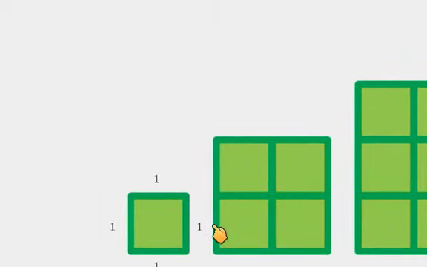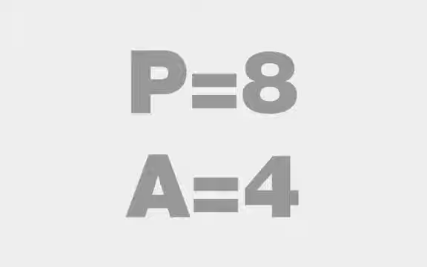Now, look at this one. The next one, we've got a length of 1, 1. So this is 2, and a length of 2 there. So the perimeter is 2 plus 2 plus 2 plus 2. So the perimeter there would then be 8. Whereas the area is 2 times 2. So that's 4. So perimeter is 8, area is 4.